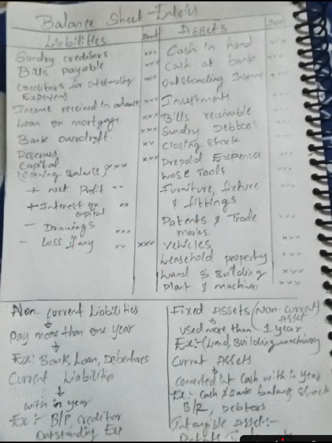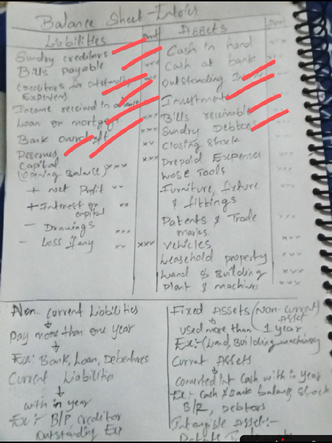So this is the proforma of the balance sheet, liabilities and assets. Please see sundry creditors, bills payable. Here you will get sundry debtors, bills receivable. And here creditors for outstanding expenses, outstanding income, income received in advance, investments, loan on mortgage, bank overdraft, reserves, capital, net profit, interest on capital, drawings, loss if any. These all come in the liability side.